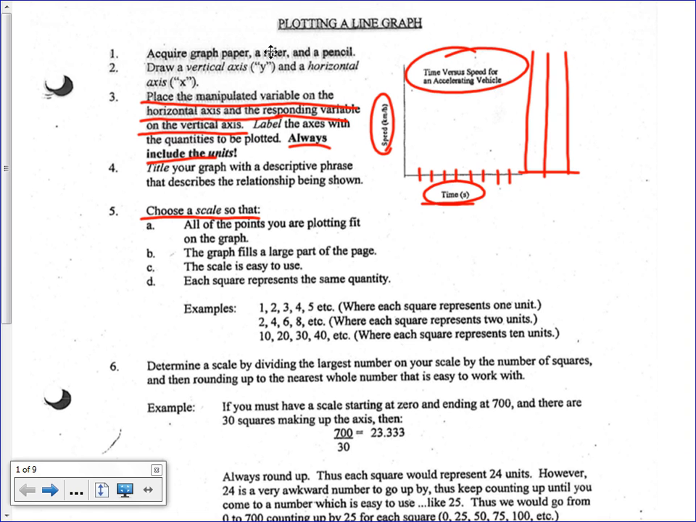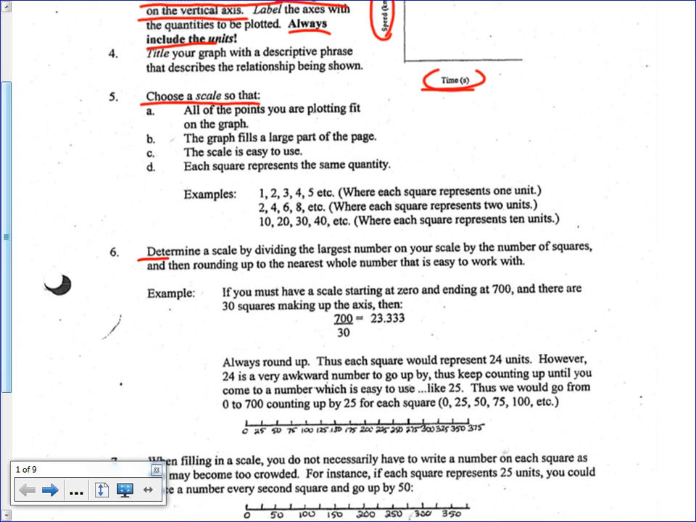How do I make sure that my scale, my biggest number, will fit on my graph? You take the biggest number you have to fit on your graph, and you divide it by the number of lines you have available. And that will tell you what to make each line worth. Everybody follow? That's pretty easy. I think it says that down here. Determine a scale by dividing the largest number on your scale by the number of squares and rounding up.